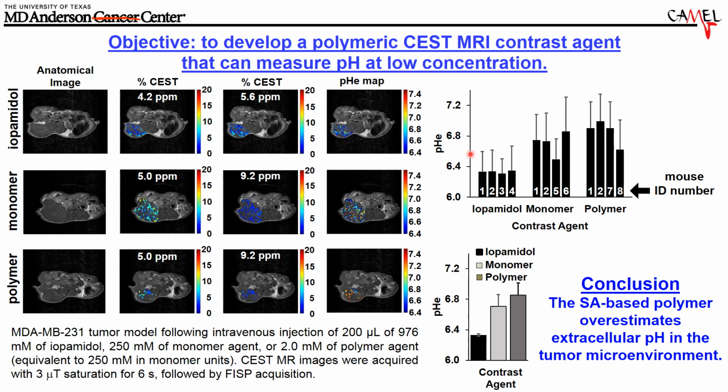You see that the pH of these tumor models was always consistently low, but with the monomer and polymer, the values were much higher, leading us to the conclusion that the polymer overestimates extracellular pH in the tumor microenvironment when used with an acidoCEST MRI method.